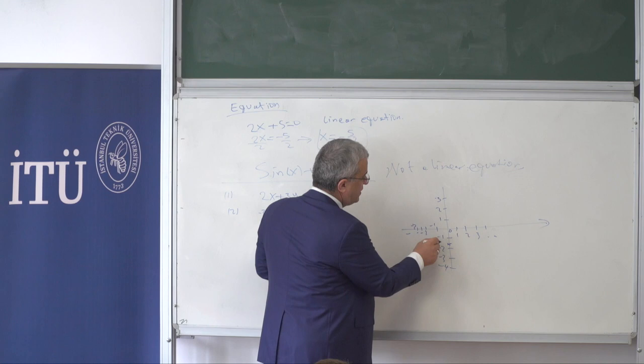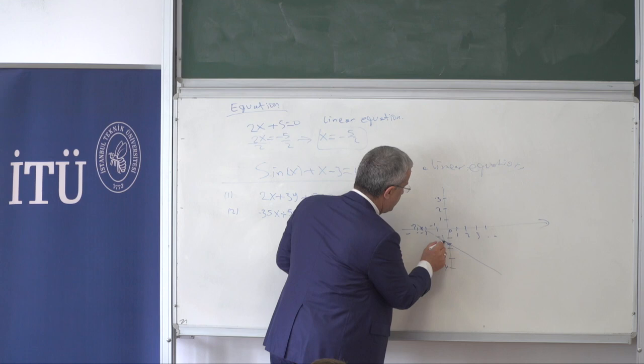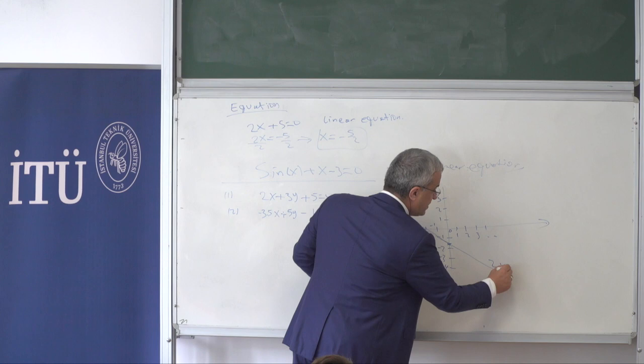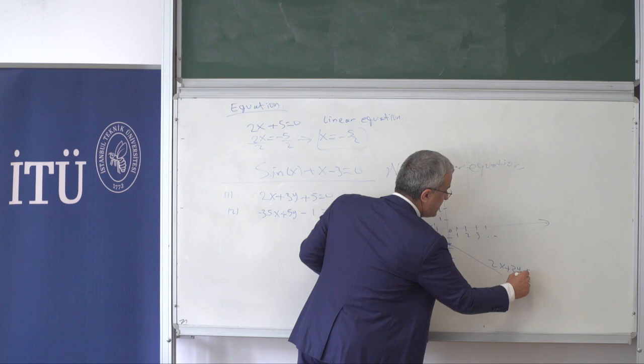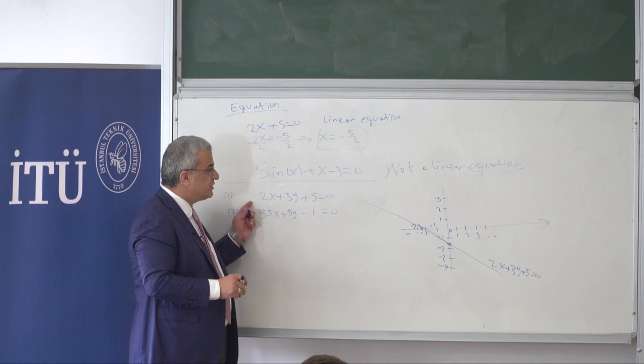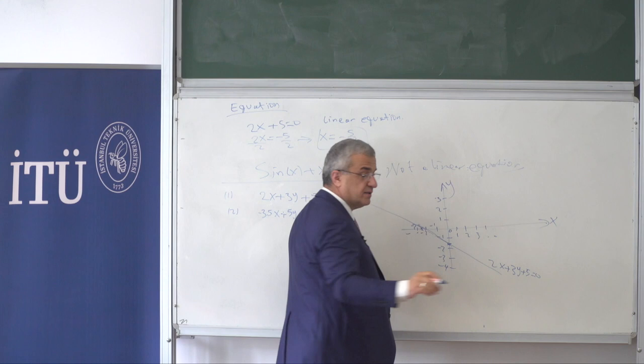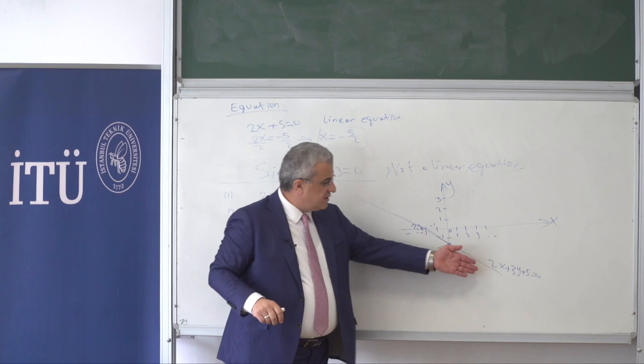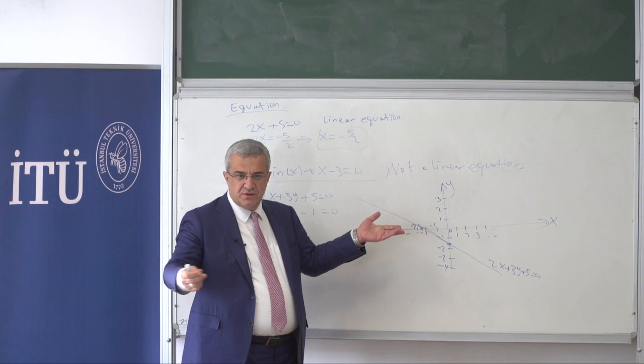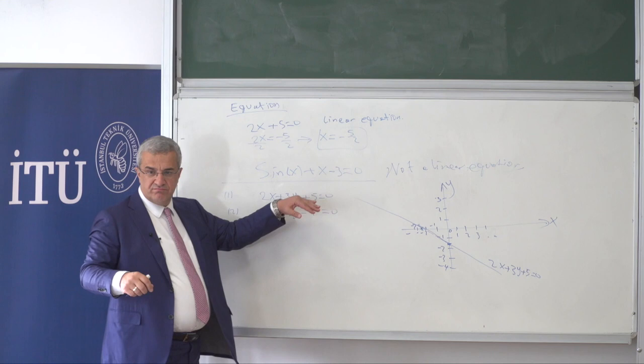Okay, so this is just a line, right? This is 2x plus 3y plus 5 equal to 0. The geometrical representation of this equation in the xy plane is a line. Okay? So any point on this line satisfies this equation, right? That's what it means. Any point you take on this line will satisfy this equation. That's how we draw it.